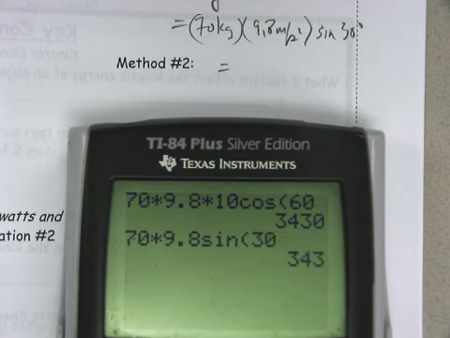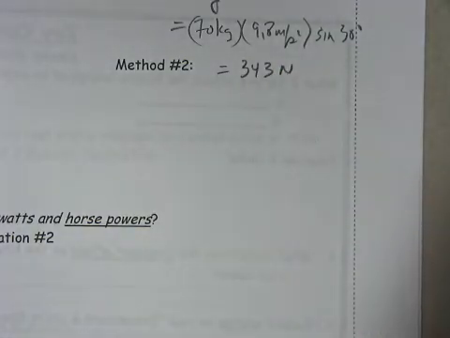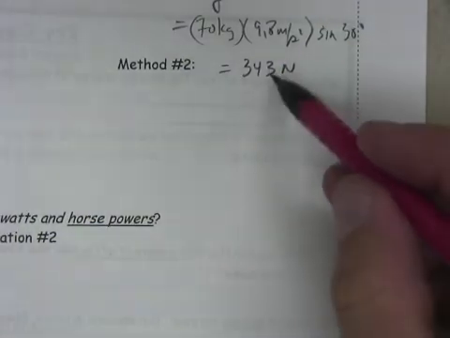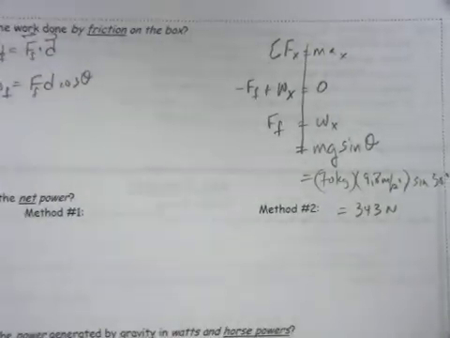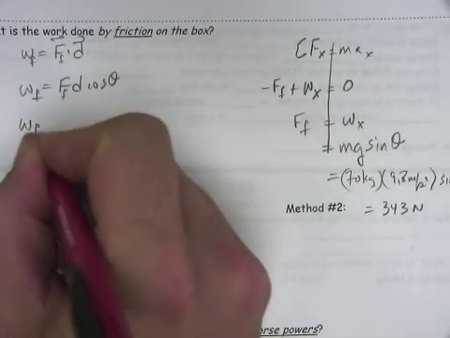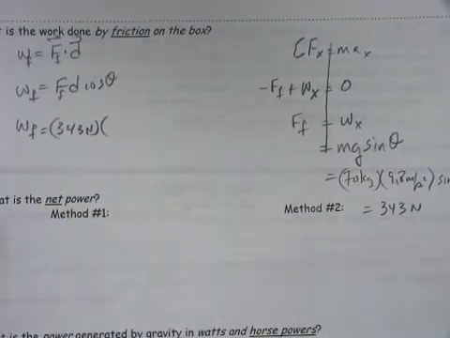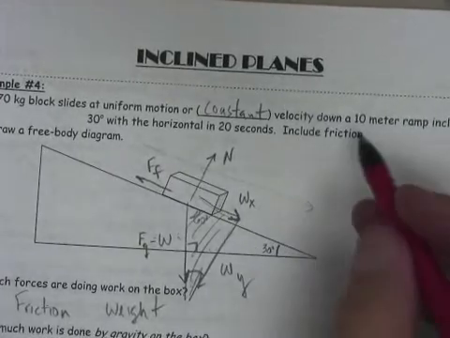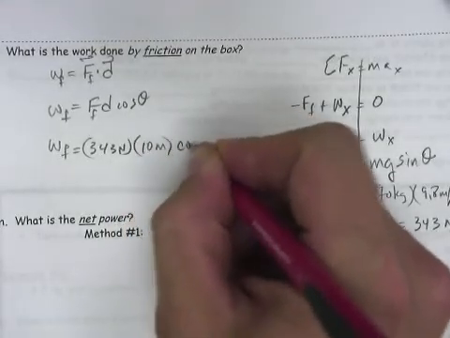And we get 343. So 343, and that's a force, so it'll be newtons. Now we needed that, because that's the force of friction. We needed that so we can plug it into this equation over here and get the work done by friction. So here's the work done by friction. The force of friction was 343 newtons times the distance that the box slid. How far did it slide? There it is. It slid 10 meters. So we get 10 meters here.